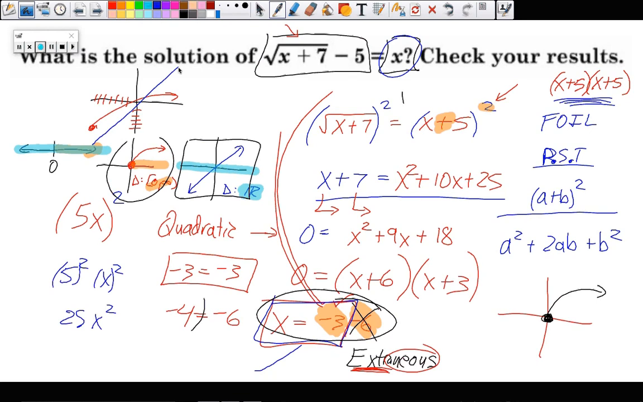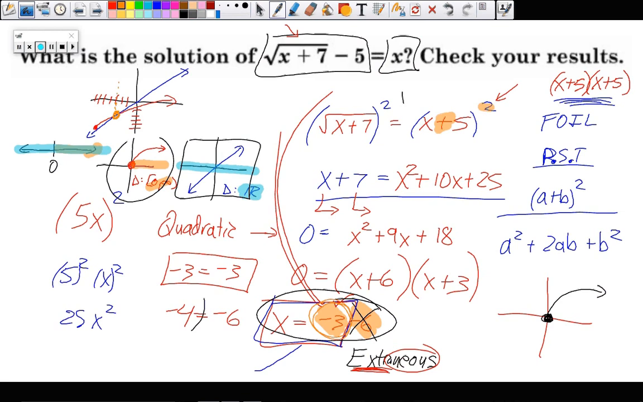So on this, let me go back just a little bit. If I had drawn this a little bit better, it would look like that, and then this one would kind of do like that, to where at -3, that's when my only answer would have occurred, where they would have hit.